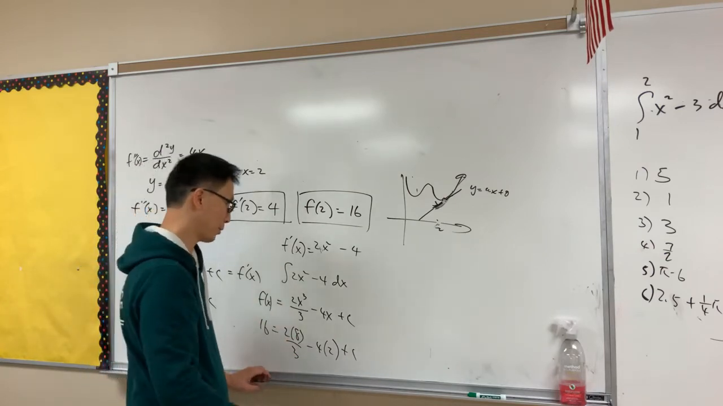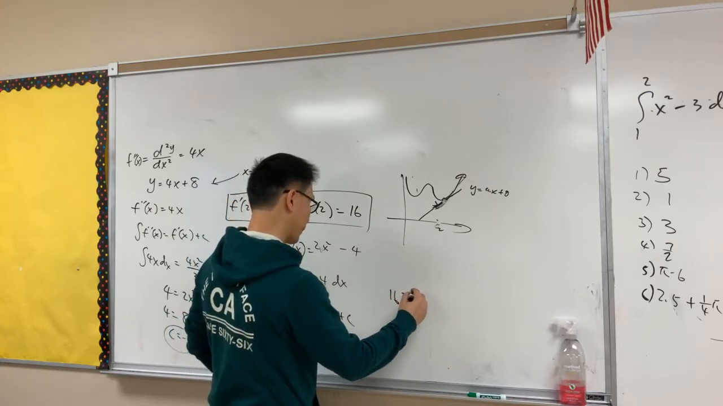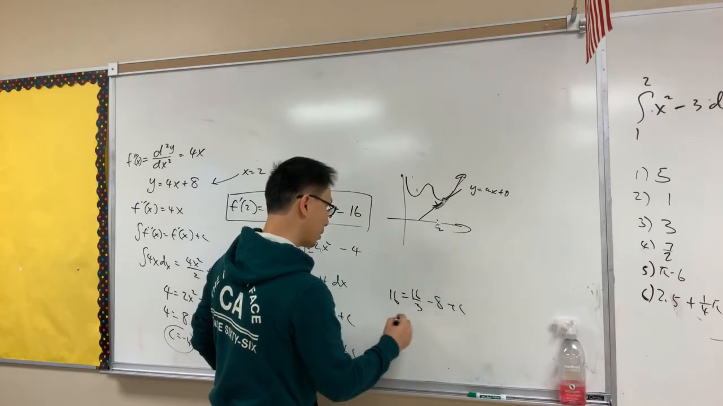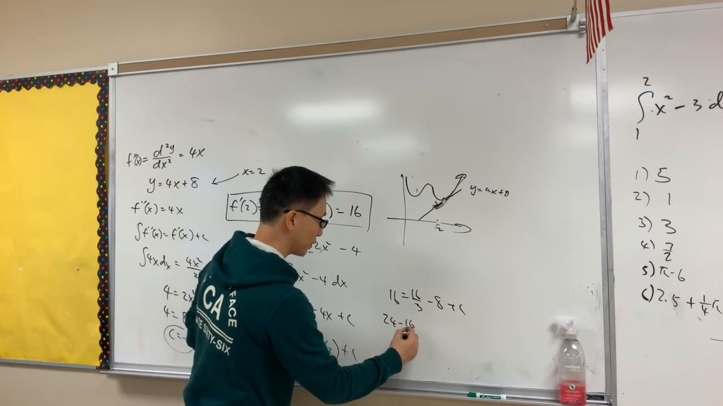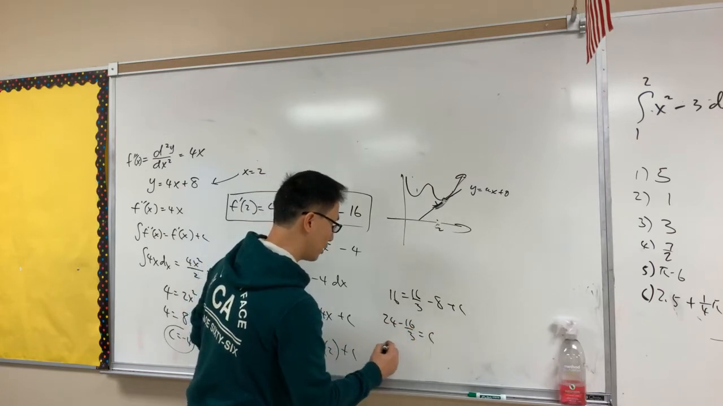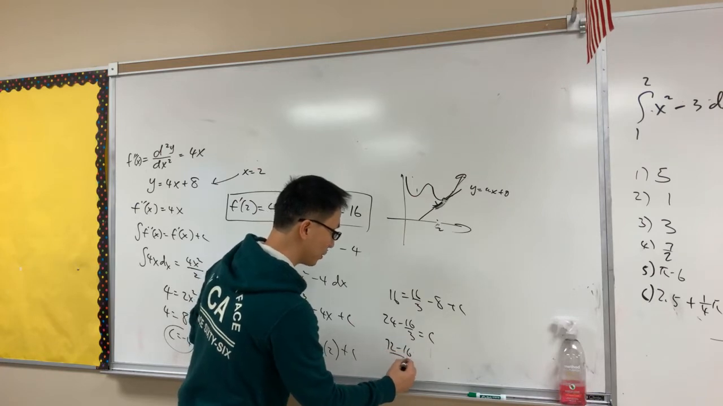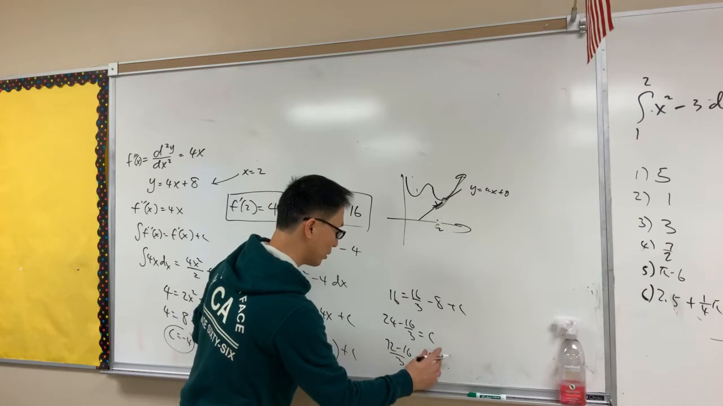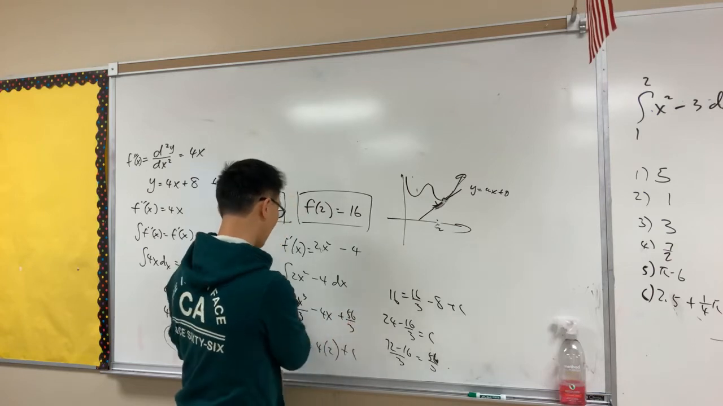plug in. So should I work it out or no? 16, I might as well. 16 over 3 minus 8 plus c, and I'm going to add 8, so it'll be 24 minus 16 over 3 equal to c. C is equal to 24 minus 16 over 3, which is 56 over 3. So this one's going to be 56 over 3. And that's my final equation.